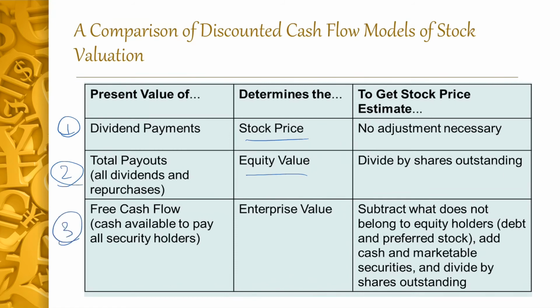And the third model that we learned about was the discounted free cash flow model. So in the discounted free cash flow model, we said that we are going to first estimate the enterprise value by calculating the present value of all free cash flows that the firm generates in the future. These free cash flows are available to both equity holders and debt holders.